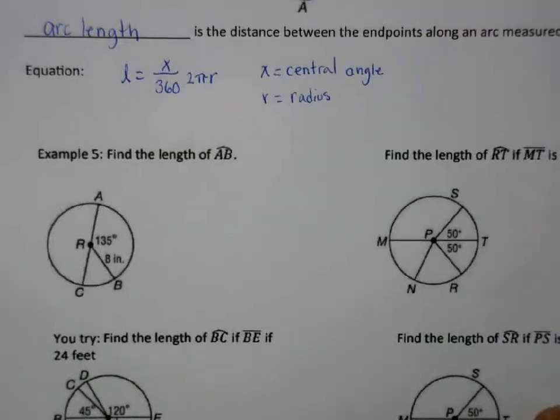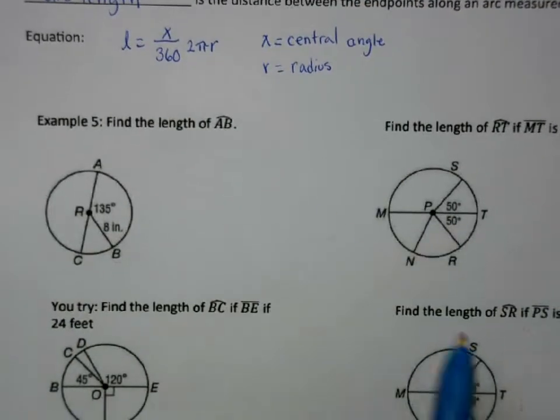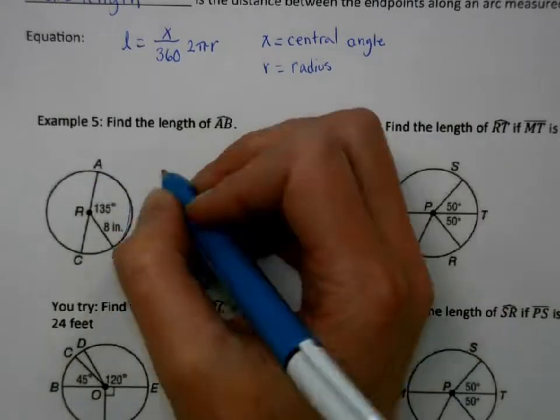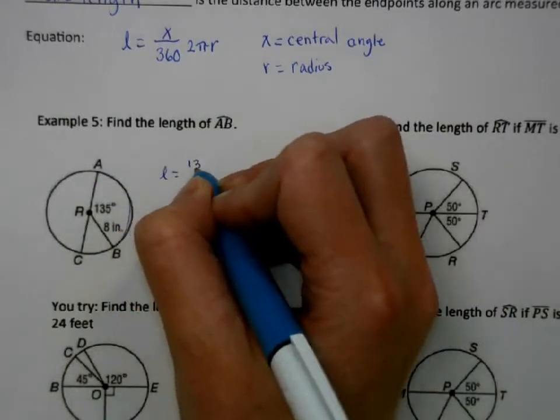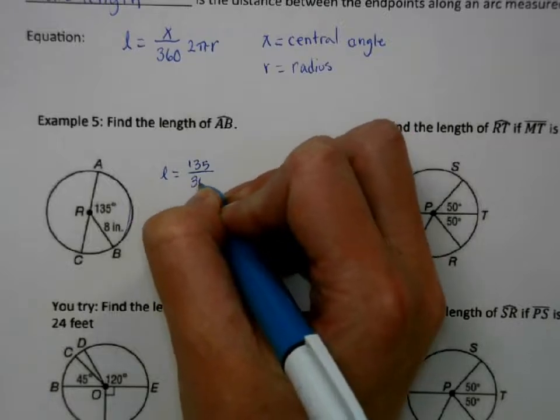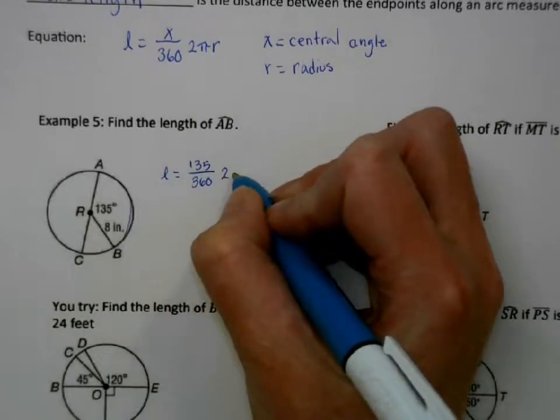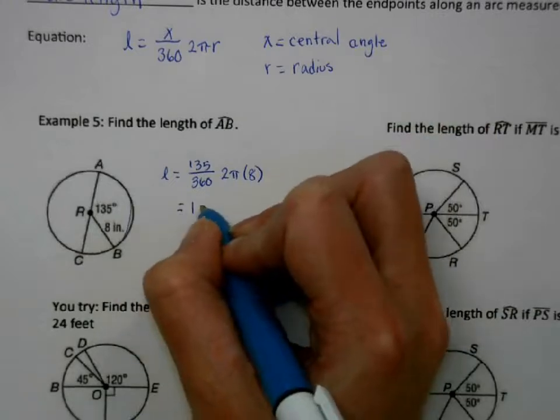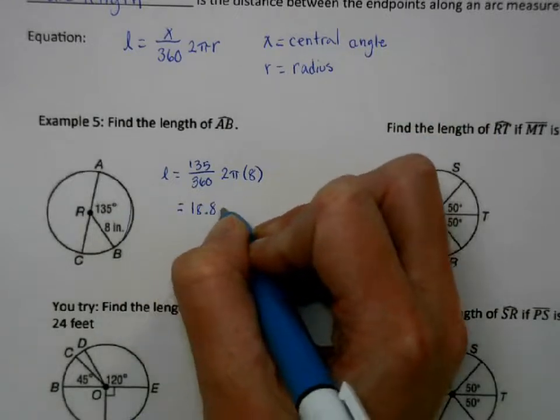Okay, so in example 5 here, I want to find the length of arc AB. So that's going to be 135 divided by 360 and then multiplied by 2 pi times 8. We will get 18.8 inches for that.